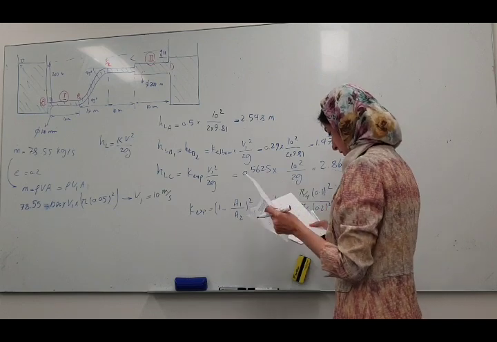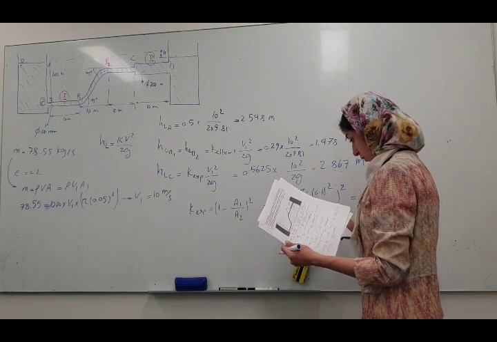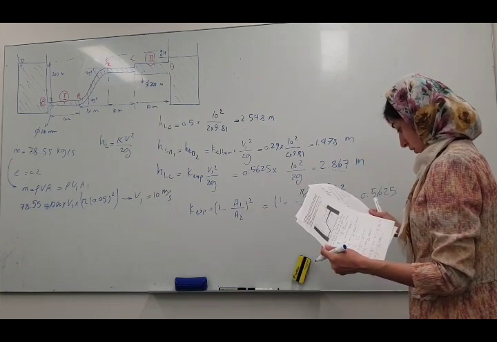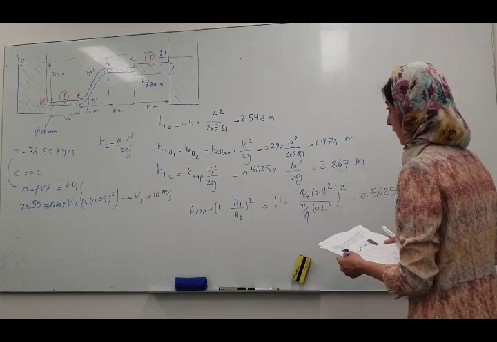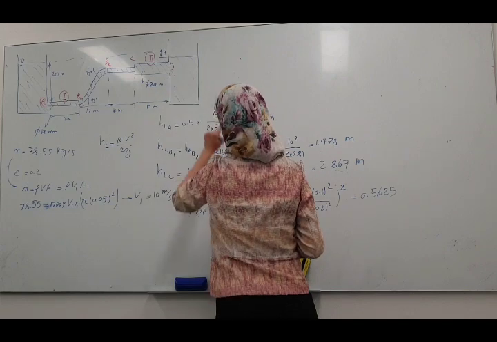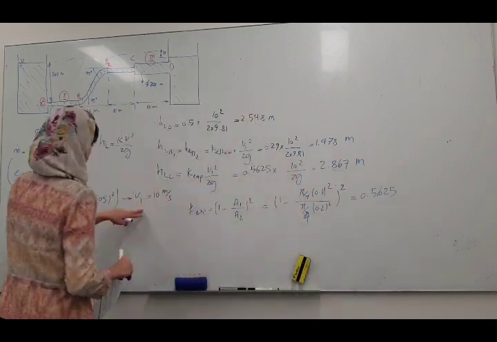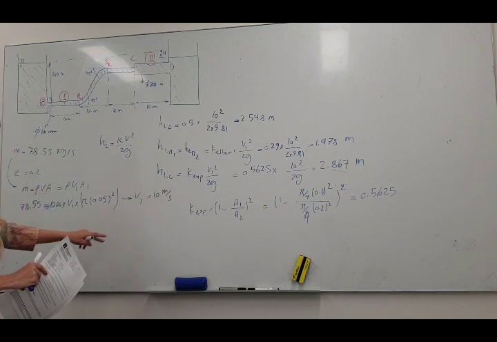And the last one is for the exit. If you look at the K out, we also need to find the head loss at point D, which is the exit. But just keeping in your mind, we now need the velocity at point 2. How can we find the velocity at point 2?